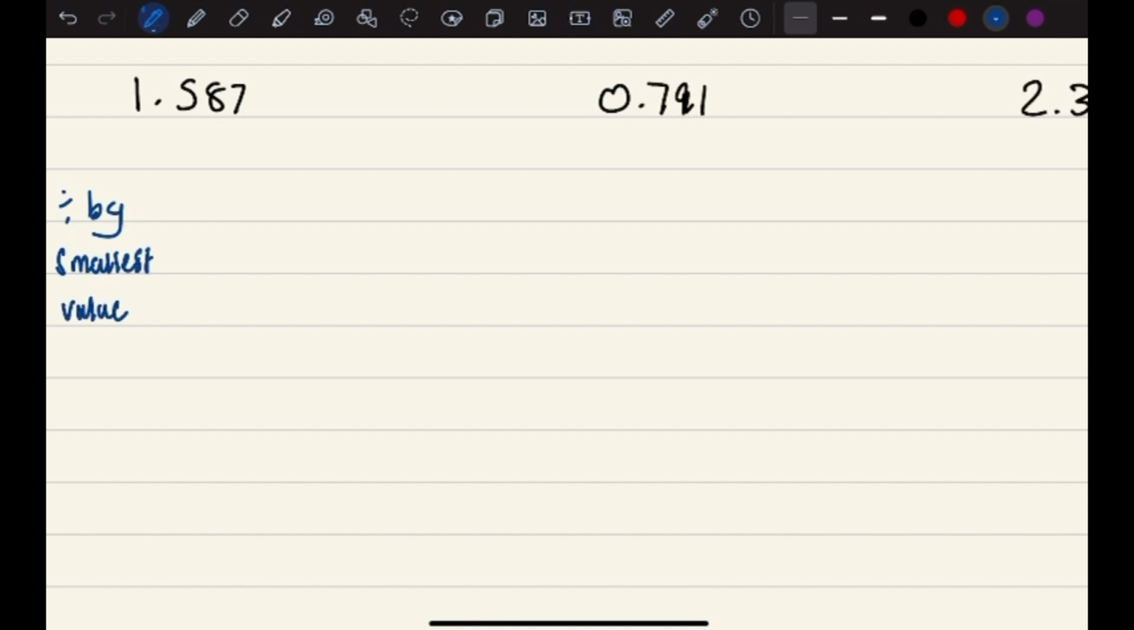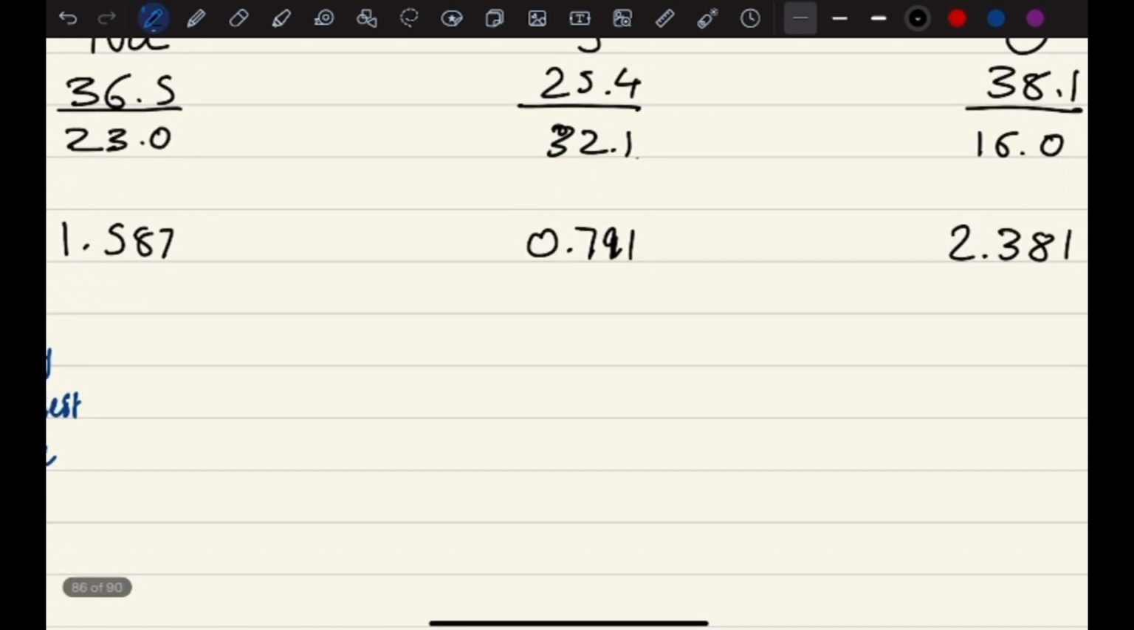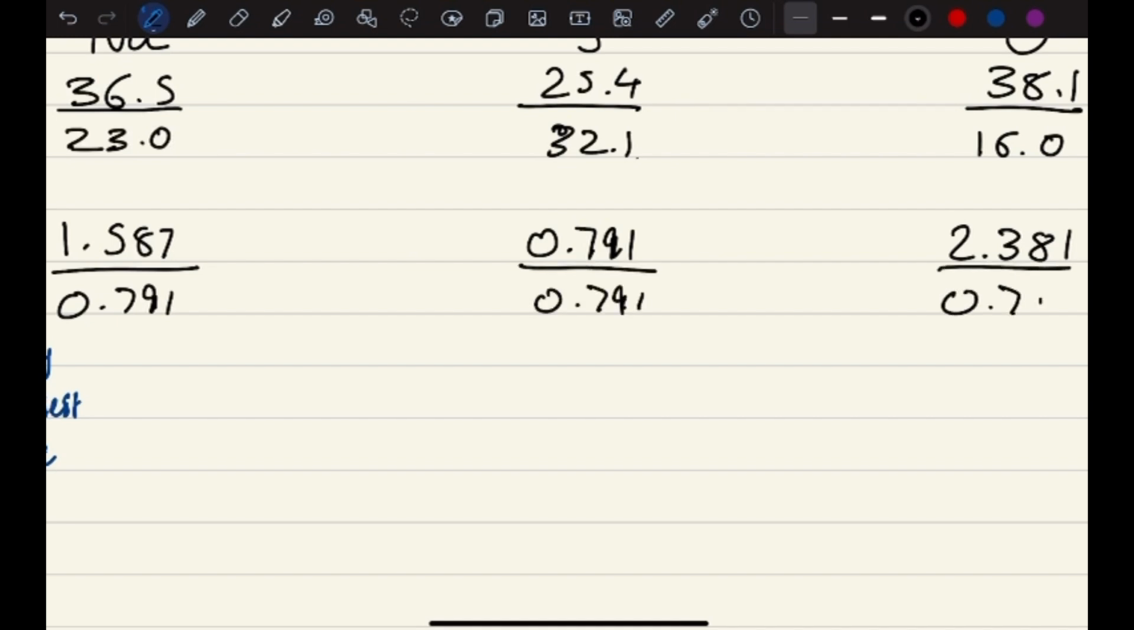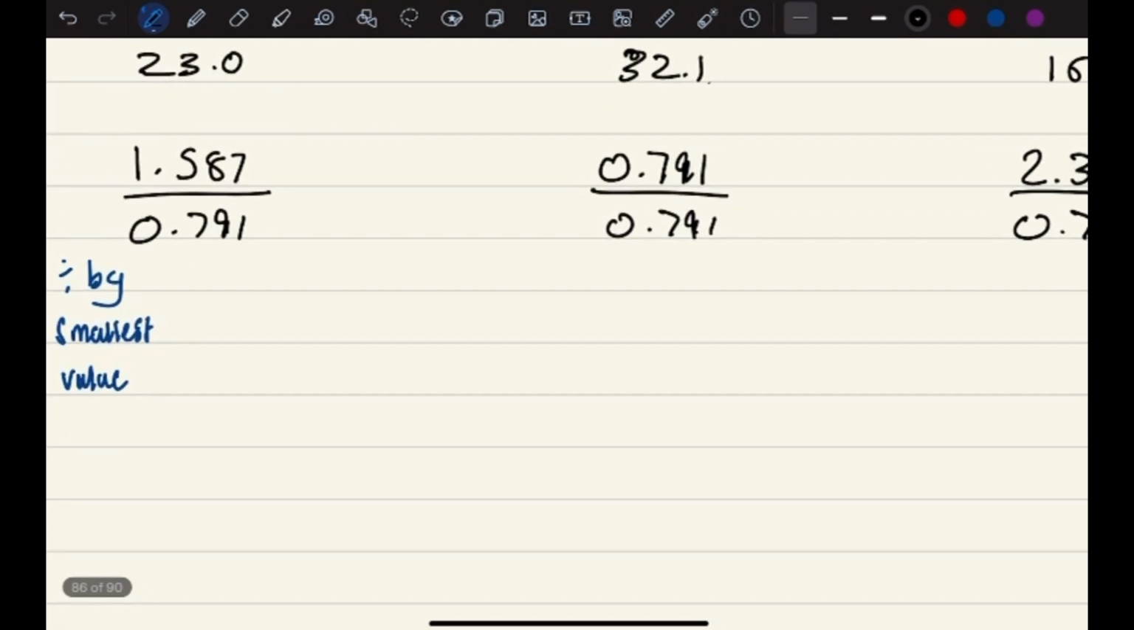So if we're dividing by the smallest value, that's going to be this guy here, the 0.791. Get rid of that. So we're dividing everything by 0.791. Divided by 0.791 and divide by 0.791. Cool. What does that give you? Well, here it's going to give you 2.01.